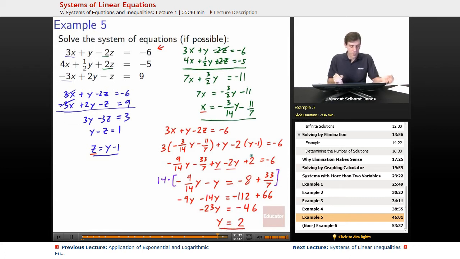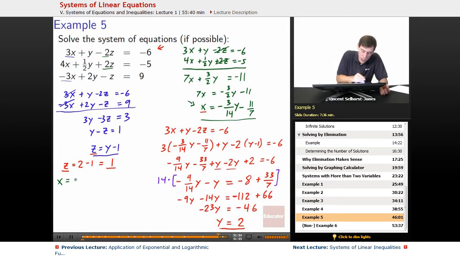Great. So there's our first thing. At this point, we've got these two equations, our z equation and our x equation. So it's just a matter of plugging into those. Z equals, plug in our 2 for y, 2 minus 1. So z is equal to positive 1. That one's pretty easy. This one is a little bit more difficult.